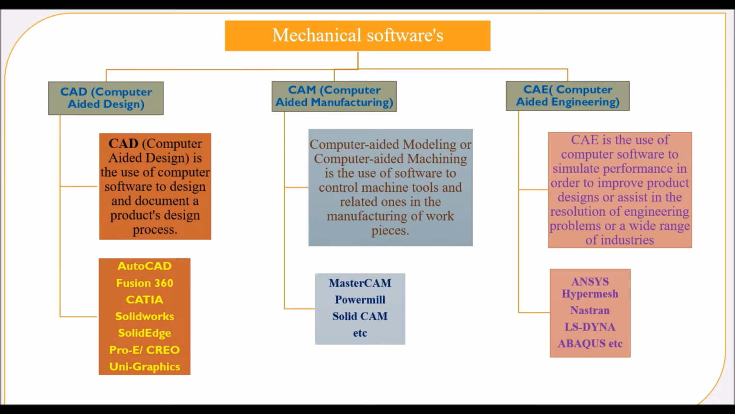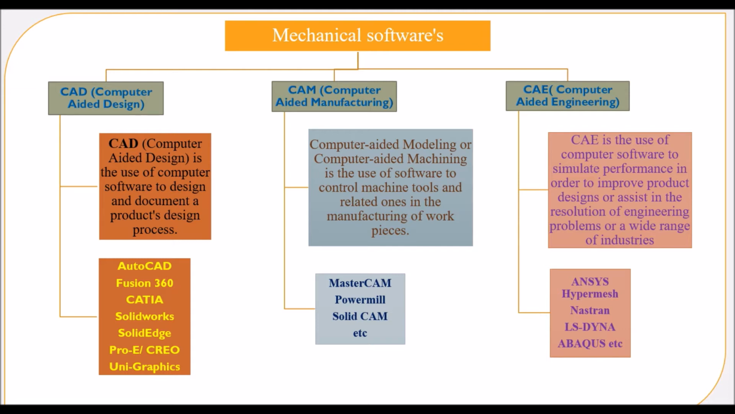First is CAD, that is computer aided design. Next is CAM, that is computer aided manufacturing. And third is CAE, computer aided engineering. Computer aided design is the use of computer software to design and document a product design process. Coming to different types of modeling softwares, that is designing softwares, like AutoCAD.